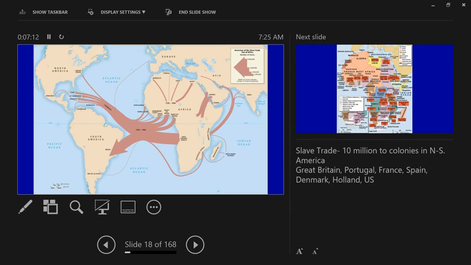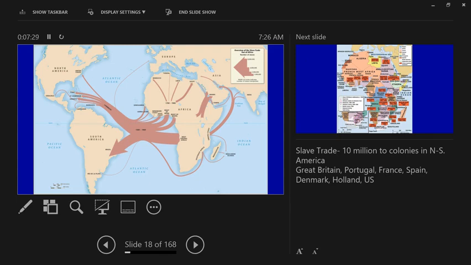This is also a time where slavery became at its peak, and you can see this flow of Africans from Africa to the New World and also up into the Middle East as well. They were taken to some of these other places.